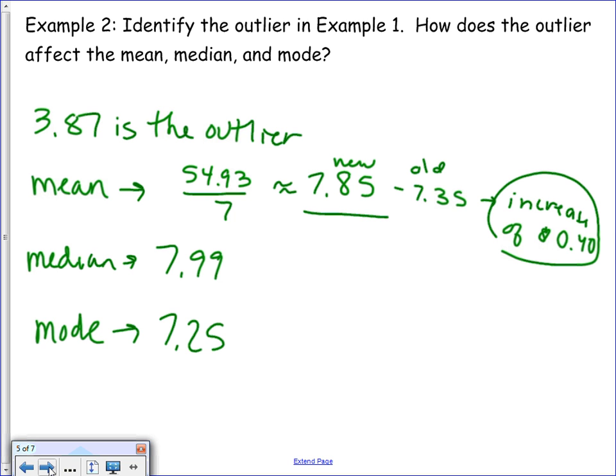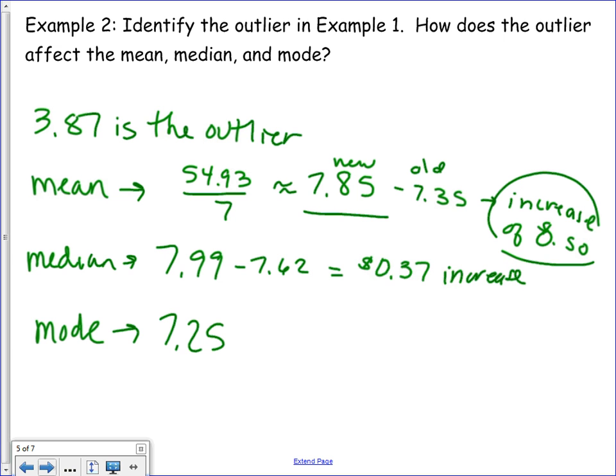Sorry, I don't know why I put 40 cents here. Can't do math today. Excuse me about that. 7.85 minus 7.35 is 50 cents, not 40 cents. Okay. And 7.99 minus 7.62 is a 37 cent increase. And the mode stayed the same.